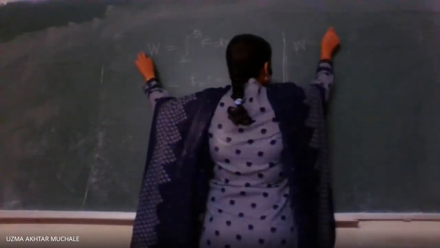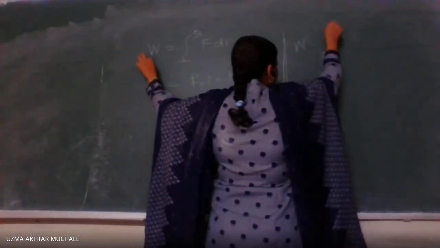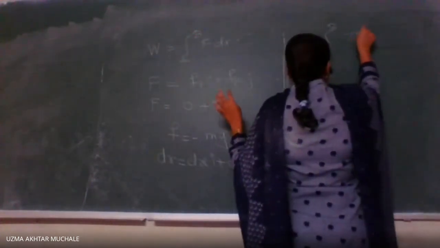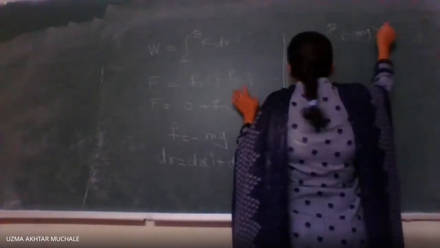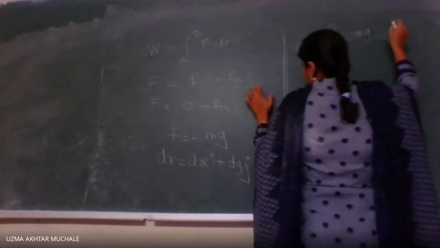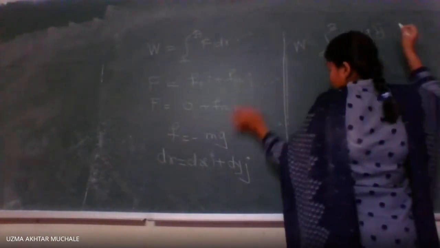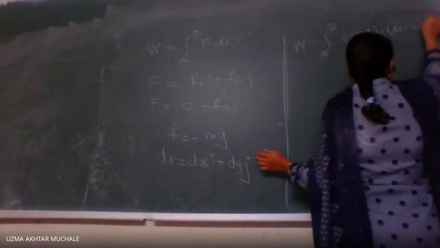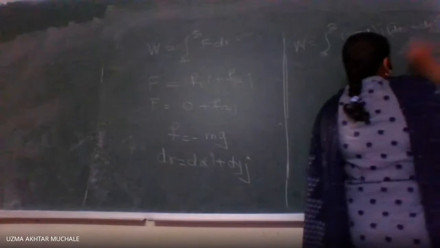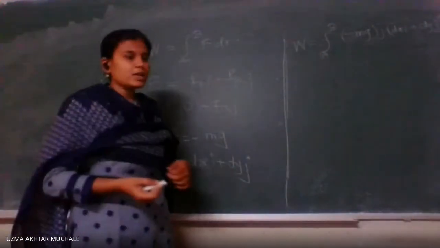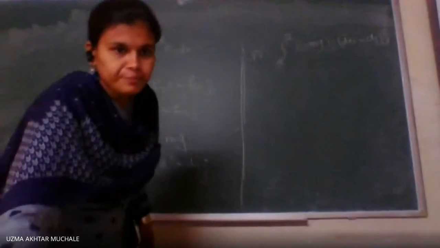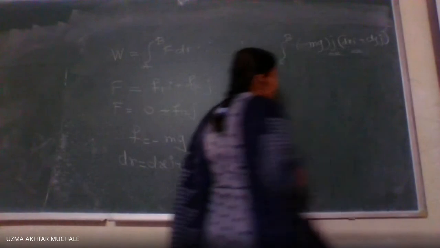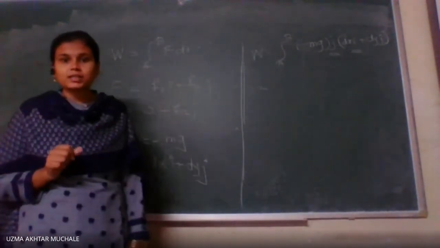Work done is equal to the integral over the particle's position from A to B. F is nothing but minus m into g, into j, that is the coefficient of j is f2, that we have written here. What is dr? dr is nothing but dx i plus dy j. What are i and j? These are nothing but the unit vectors in the direction of the x and y axes. Okay, so now what is the product of i and j? i dot j. Again, here is the dot product.